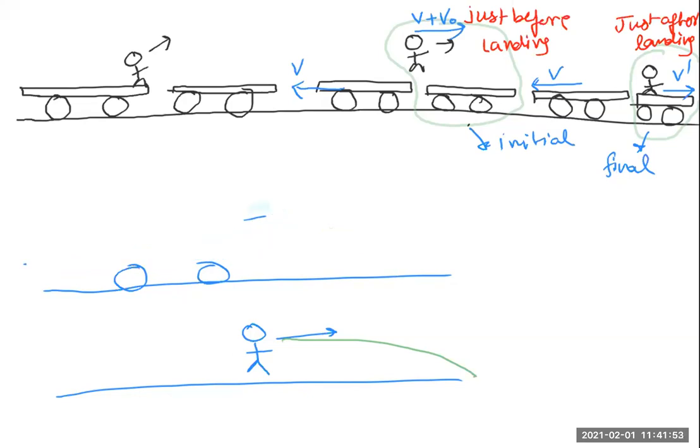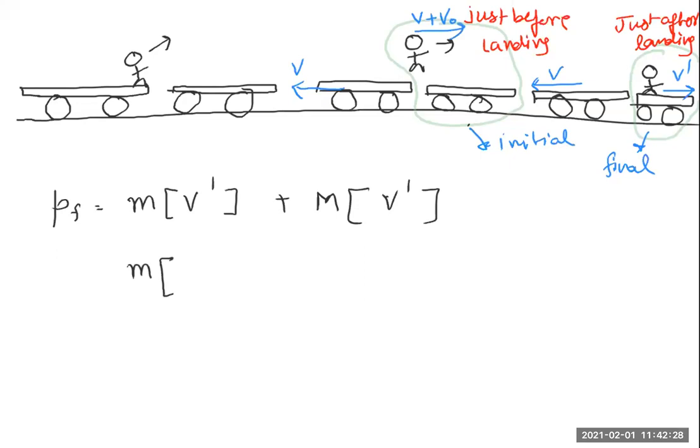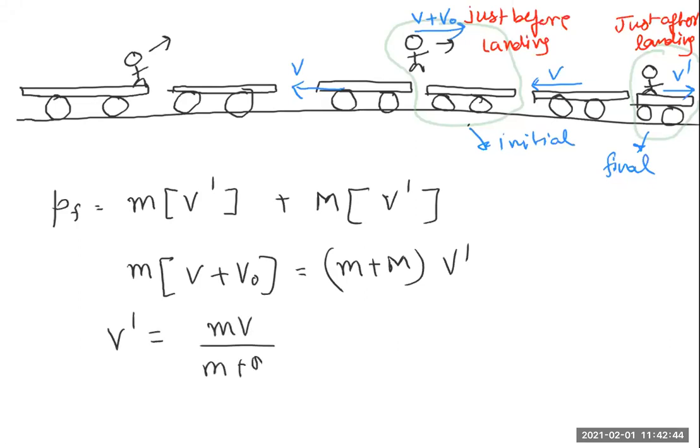So let's write the final momentum. That is mass of man into velocity of man plus mass of cart into velocity of cart. After landing, both the man and the cart have the same velocity, so we get V dash and V dash. V dash is the velocity of the cart after landing. So let's equate. M into (V plus V naught) is equal to (M plus M) into V dash. So V dash must be equal to MV upon (M plus M) plus MV naught upon (M plus M).